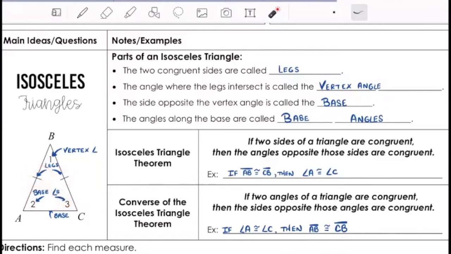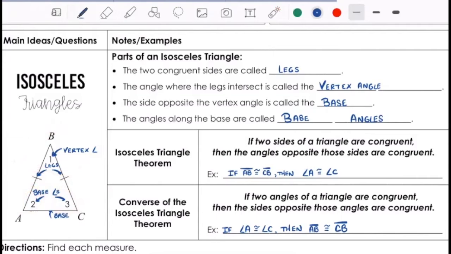And then the converse of that, remember, just flips the hypothesis and conclusion. The converse is, if these angles are congruent, then those sides must be congruent. So for an isosceles triangle, we'll always have two congruent sides, which we call legs, and two congruent base angles. And then our vertex angle is just on its own.